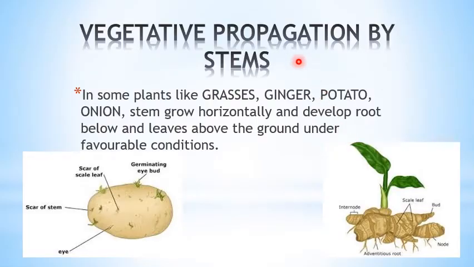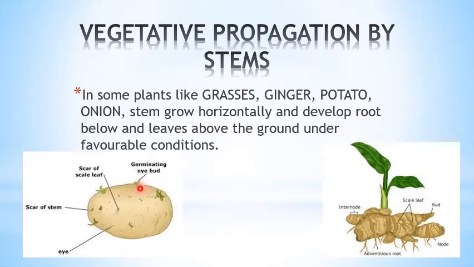Then the vegetative propagation by the stem. In some plants like grasses, ginger, potato, onion, the stem grows horizontally and develops roots below and leaves above the ground under favorable conditions. So you must have seen the potato. This is a potato. You see a scar over there. These are known as the eyes.